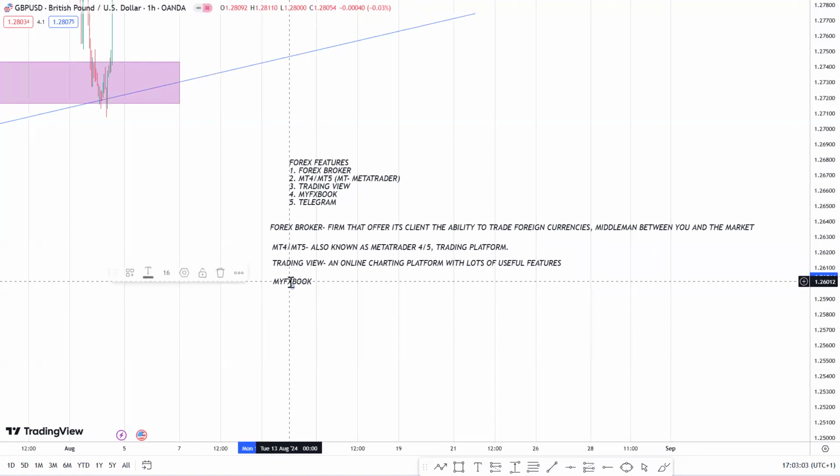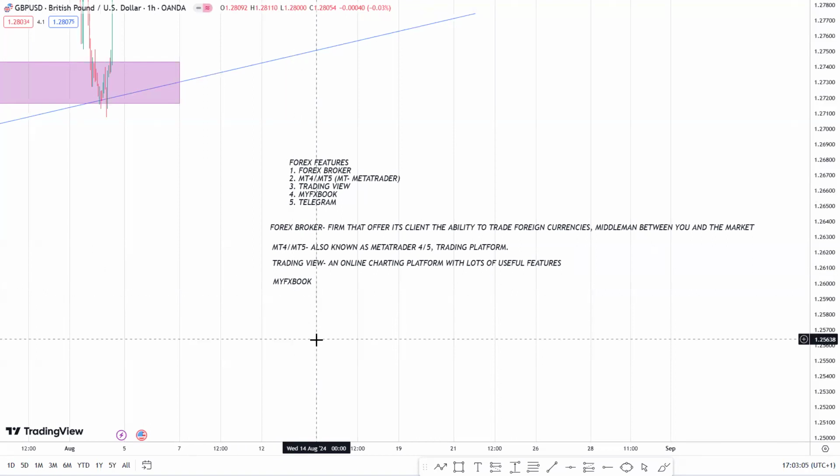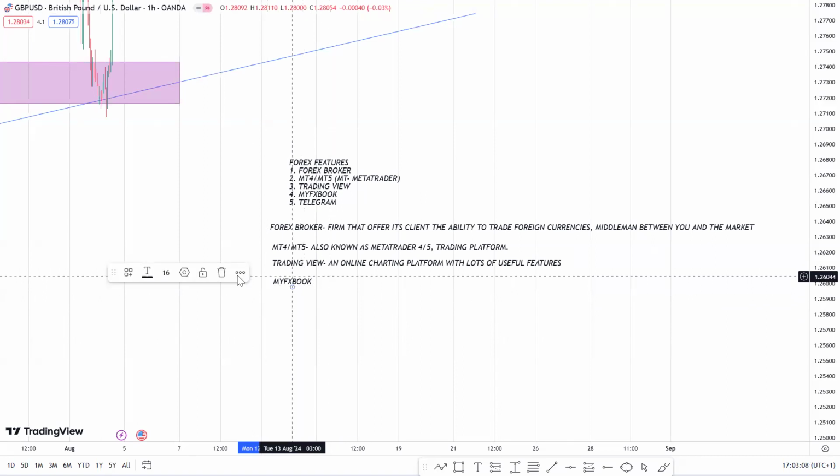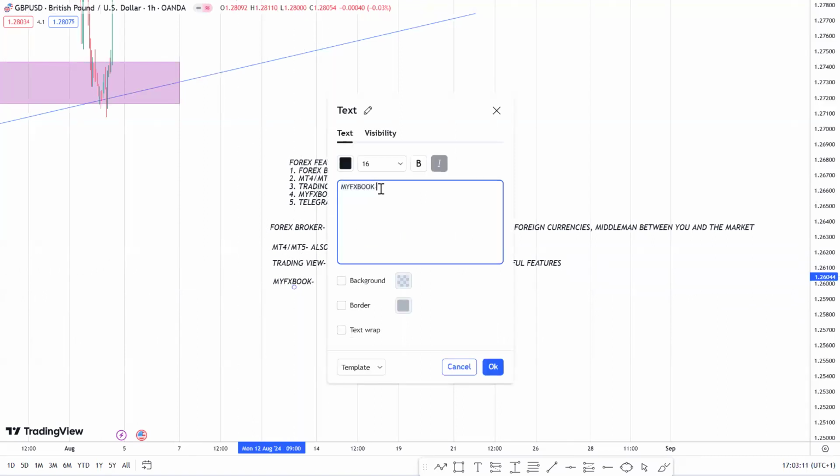So this is my FX book. What does it mean? My FX book was known as the first community for forex traders, with the ability to connect with your trading account.